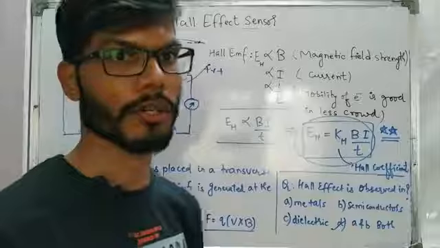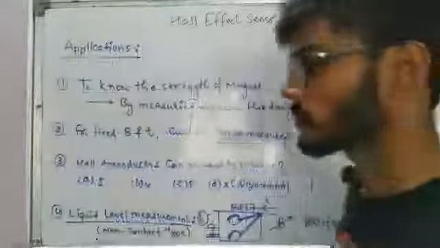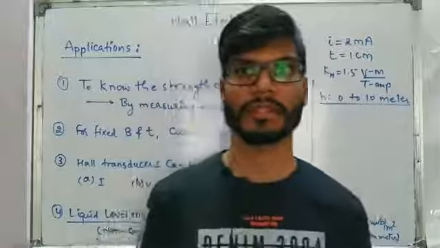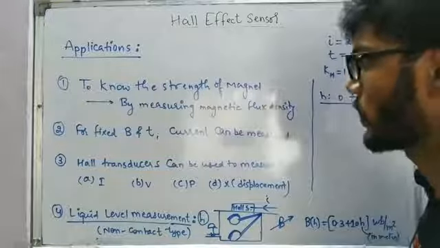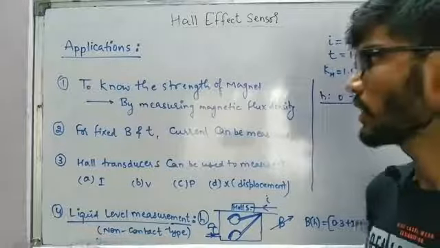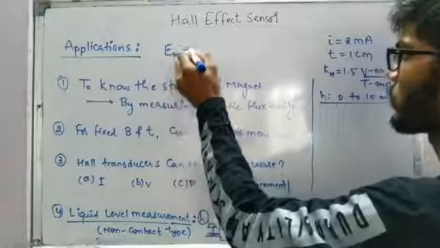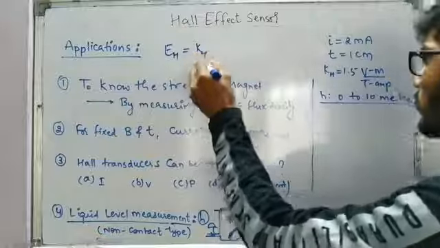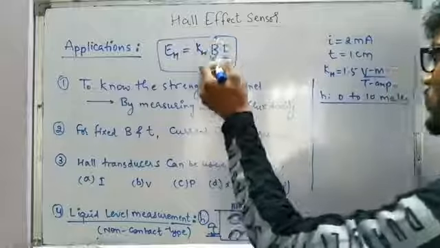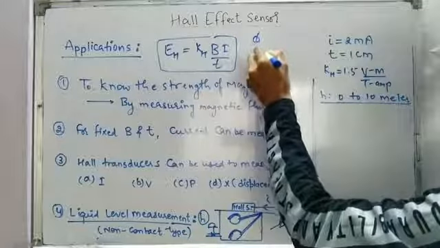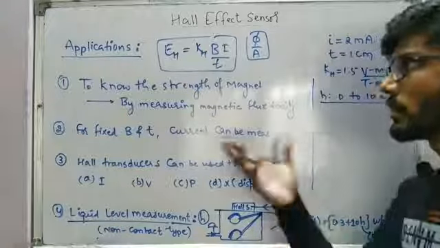So let us talk about the practical implementation of the Hall effect sensor as well. Having understood the working principle of the Hall effect sensor, now let us try to understand how we are going to make use of this particular sensor in our industrial applications. So we know that the Hall output voltage is EH equal to KH, the Hall effect coefficient, into B into I by T. B is nothing but the magnetic flux density, or we call it magnetic strength as well. So B is flux per unit area, I is current, and T is the thickness. So we know all the terminologies.